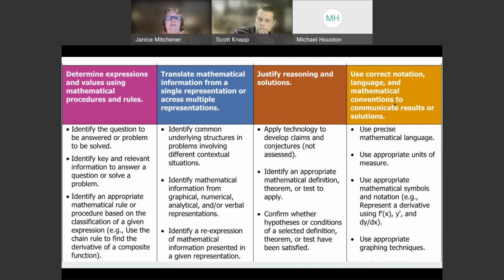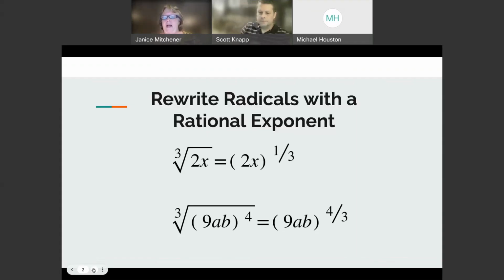I think my students, sometimes we are discussing things and they don't believe me. You know, they're wanting to go and challenge me, I should say. And so I get out the technology and say, let's look at this. Let's start exploring. All right. So my first topic that I want to talk about is rewriting radicals with a rational exponent.